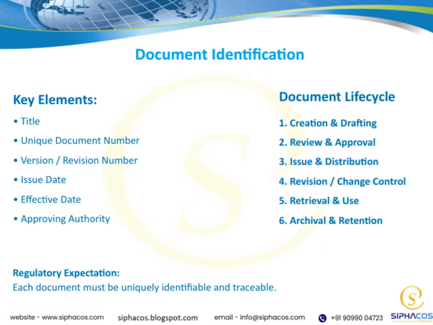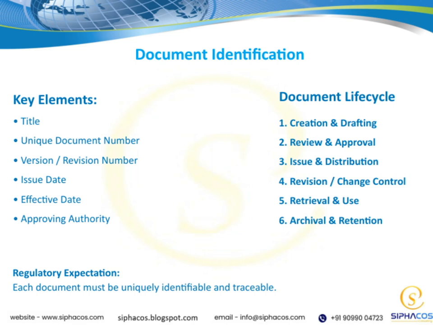The issue date indicates when the document was created or issued, while the effective date shows when it becomes applicable. Lastly, the approving authority is the person or group responsible for authorizing the document, ensuring it meets all necessary standards. Now, understanding the document lifecycle is equally important.